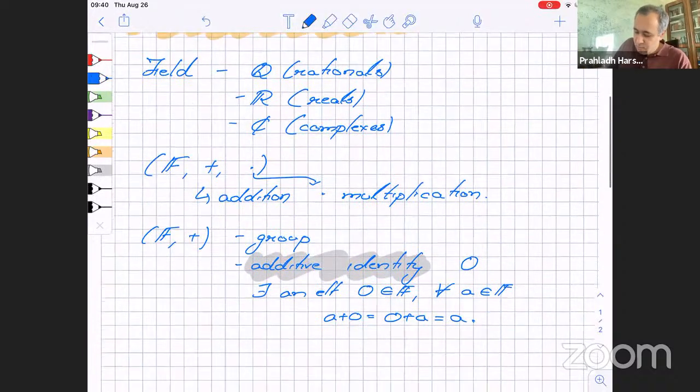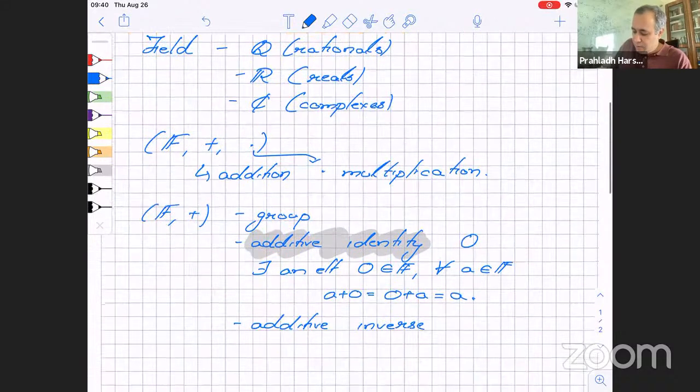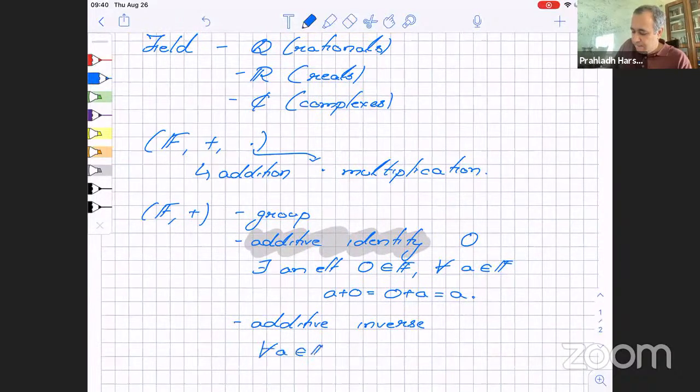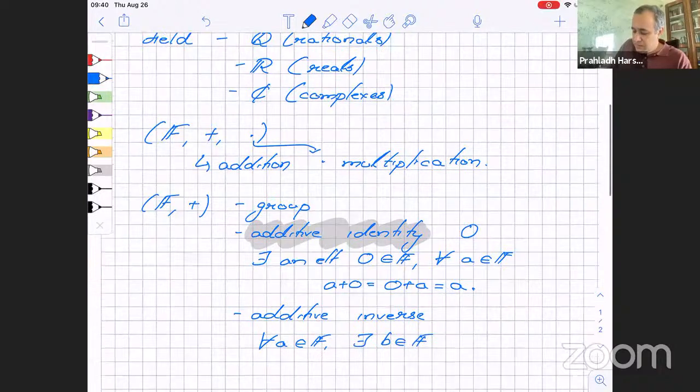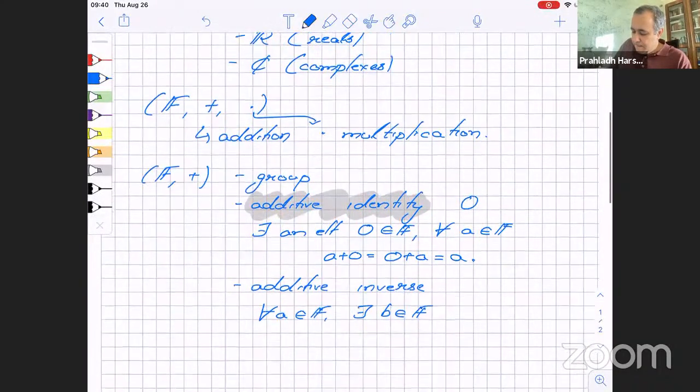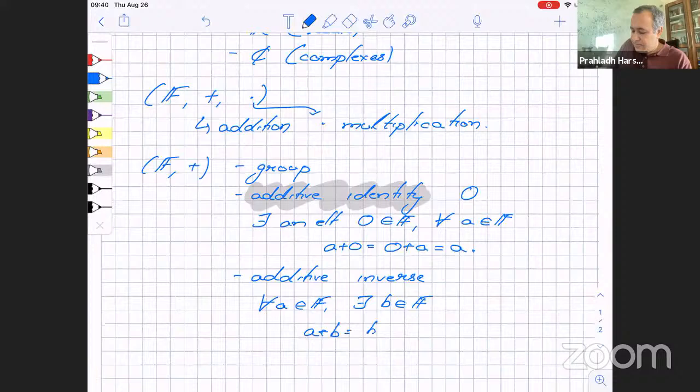The next one I want is additive inverse. That is, for all elements A in F, there exists a B in F such that A plus B equals B plus A equals 0. You get back the additive identity. In this case, we'll usually call B minus A. That's the notation.